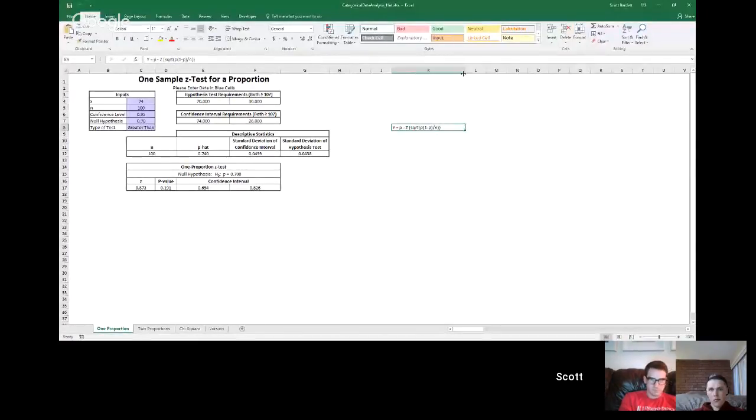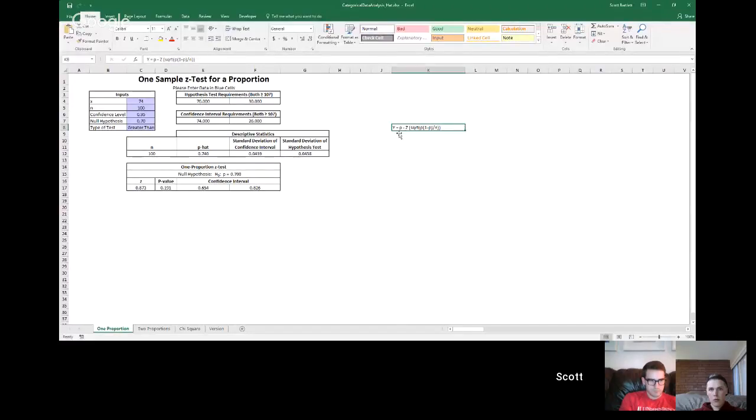So, divided by n. There. Okay, let me share. Okay, so this is the equation, right? Or at least the one that I came up with here.